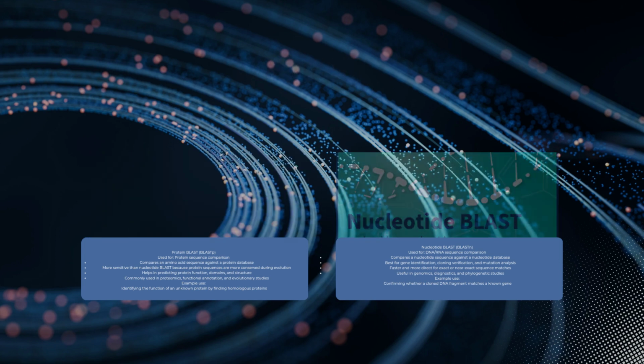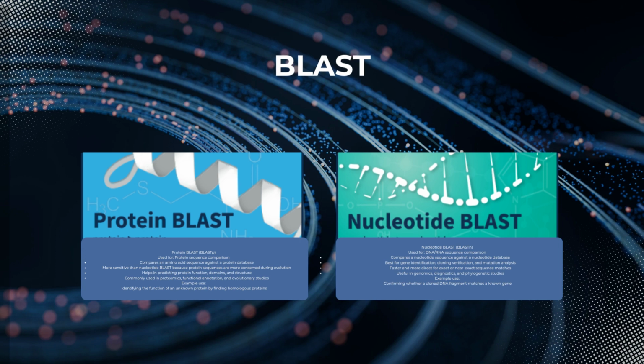Key Cap 2, protein BLAST. BLASTp is used for protein sequence comparison. It compares an amino acid sequence against a protein database. Protein BLAST is more sensitive than nucleotide BLAST because protein sequences are more conserved during evolution. Applications of BLASTp: predicting protein function, identifying conserved domains, studying protein evolution.